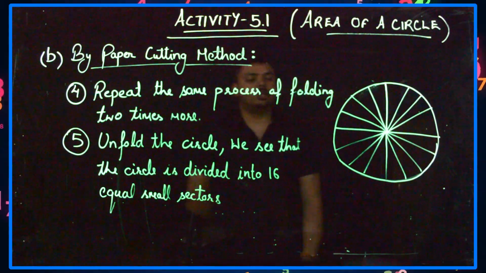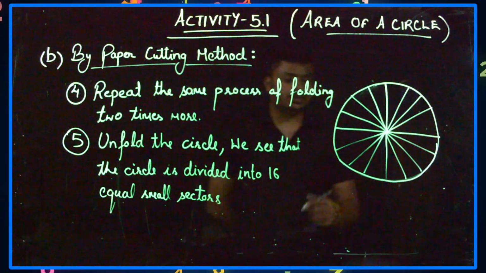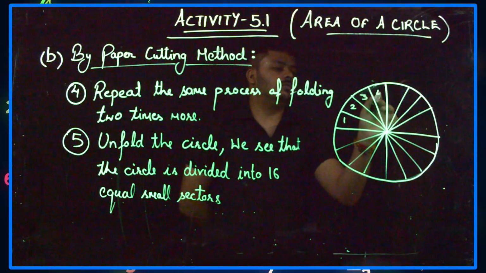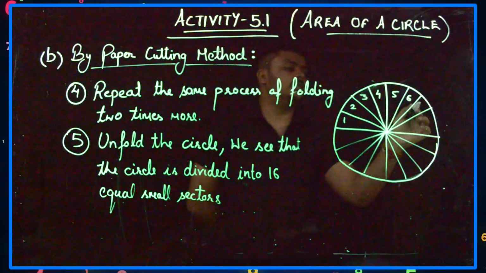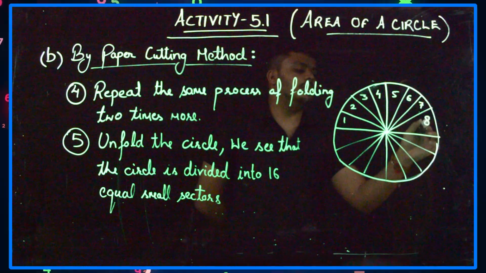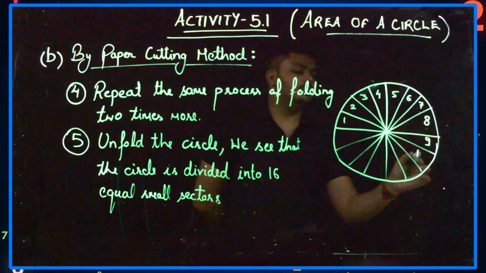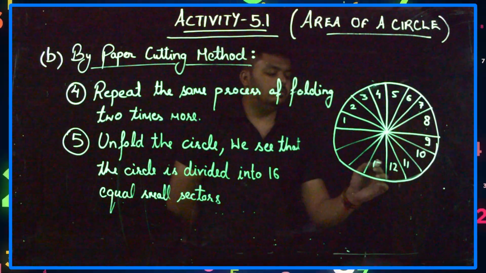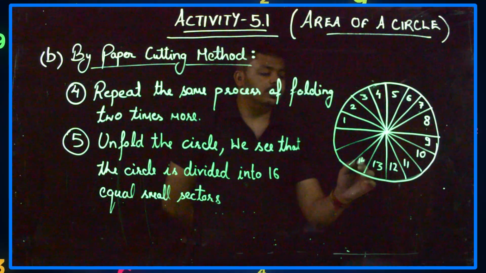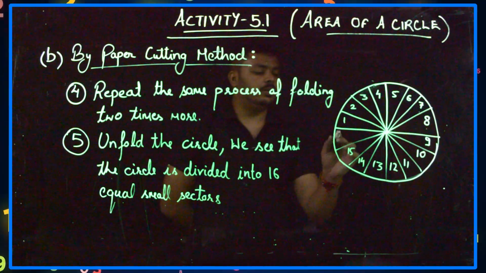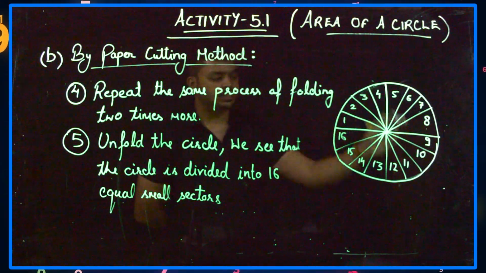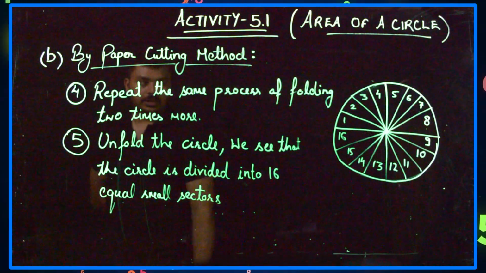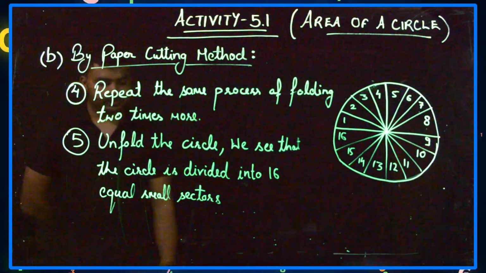This way, our circle has been divided into 16 small sectors. That is 1, 2, 3, 4, 5, 6, 7, 8, 9, 10, 11, 12, 13, 14, 15, and at last 16. So the 16 sectors have been formed by paper folding, and these sectors are equal sectors.